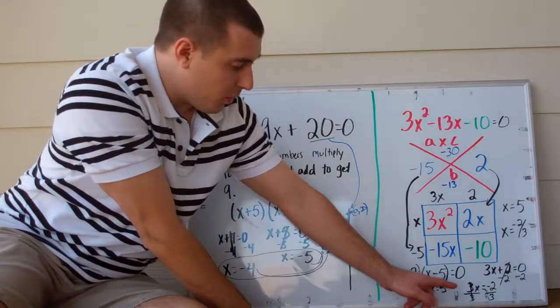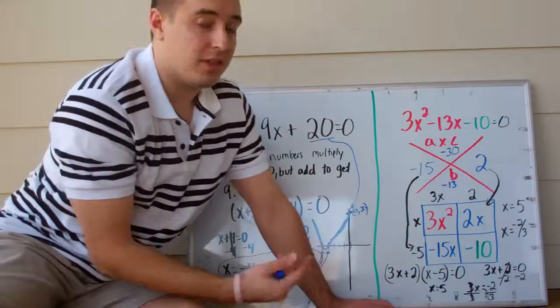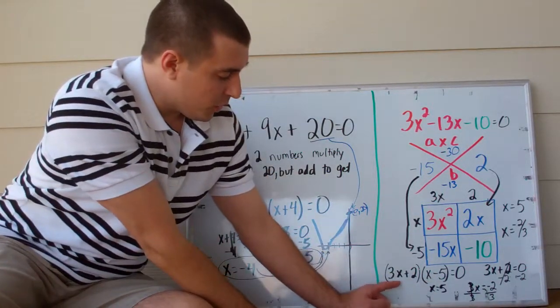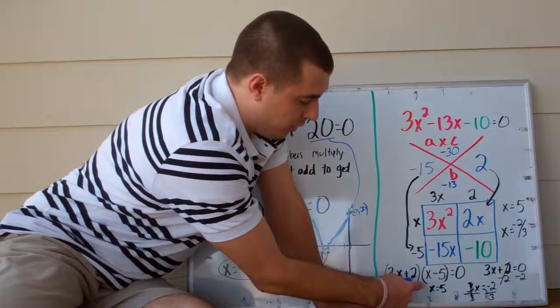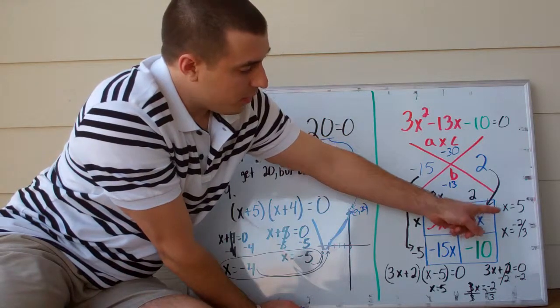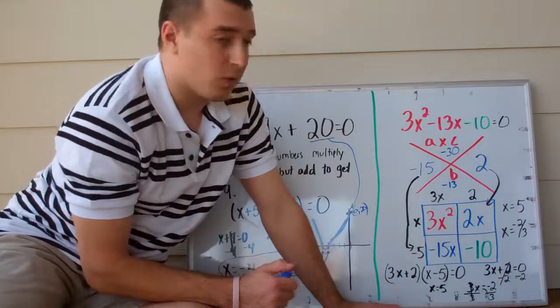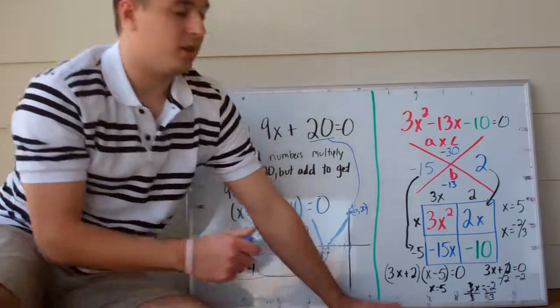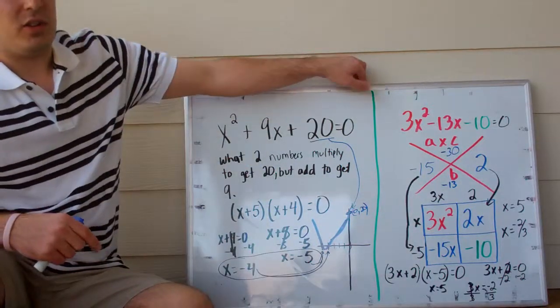So I know it kind of gets small down here, but x minus 5 is easily just going to be x equals 5. And then this one right here, 3x plus 2, we've got to subtract 2 and then divide by 3, which means our two x-intercepts, or roots, are going to be x equals positive 5, x equals negative 2/3. So let's try another one like that, because I know that was kind of confusing.